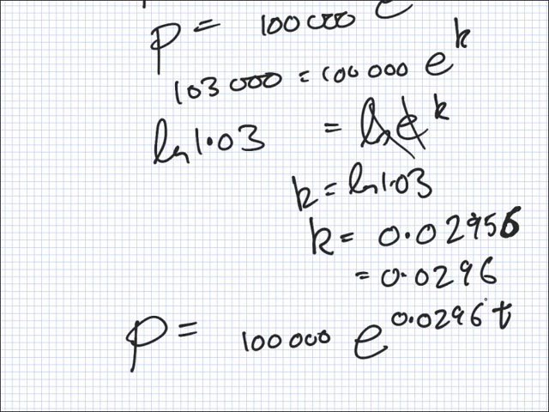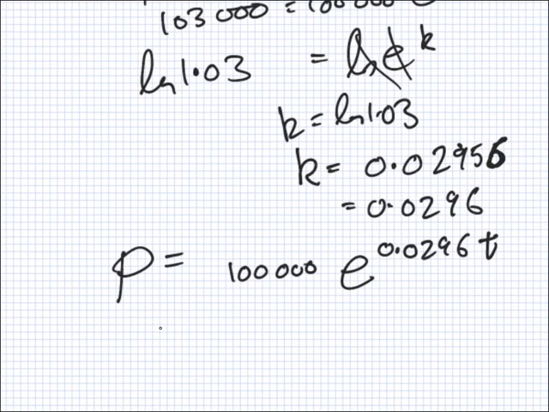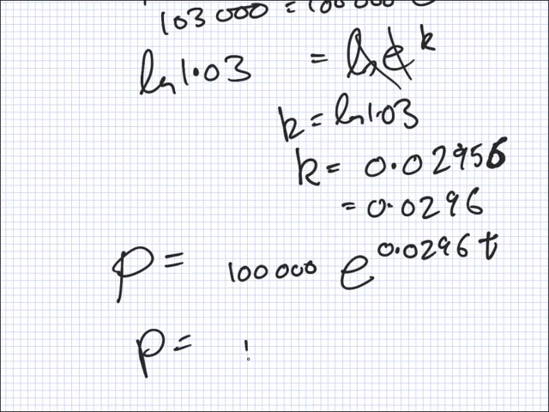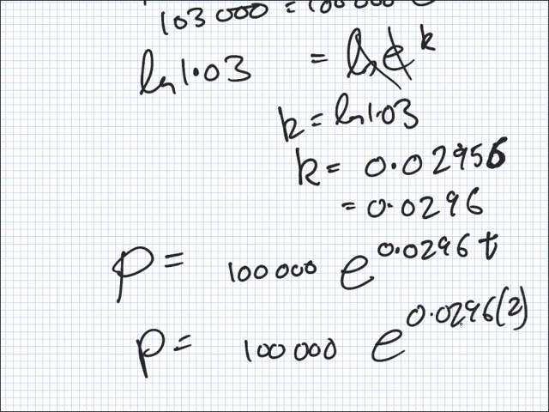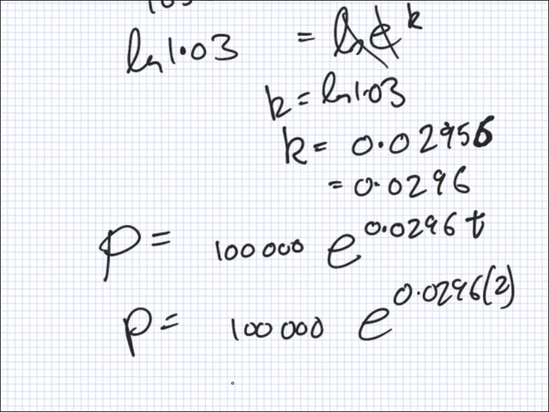Then using your answer from A, estimate the price of the house next year. Right, so the price next year would be 100,000 e power 0.0296 times 2. Can you bash that in and tell me what you get, please?